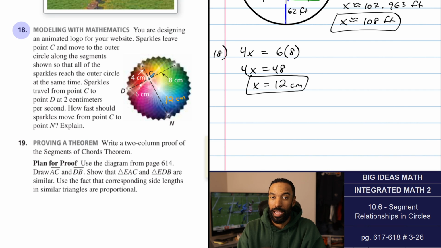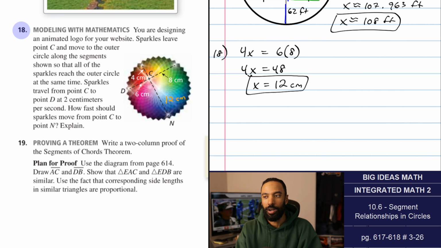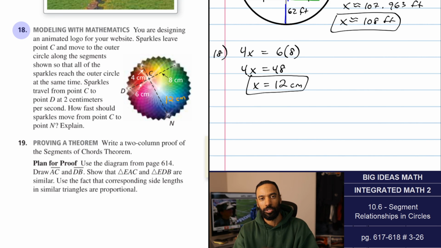If you want to answer it pretty quickly, 12 centimeters is twice as far as 6 centimeters. So to go this distance in the time that it takes to go this distance, this has to go twice as fast. So logically speaking, instead of going 2 centimeters per second, it's going to go 4 centimeters per second.